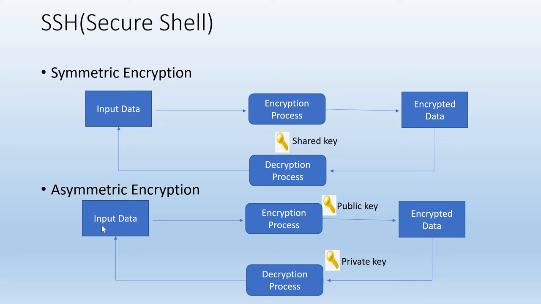In asymmetric encryption, the encryption process and decryption process use different keys. For example, if we use a public key for encrypting the data, we should have a corresponding private key to decrypt the encrypted data to get back our input data. So which encryption process is used by SSH? SSH uses both symmetric encryption and asymmetric encryption in different stages. So I'll explain in the next slide.